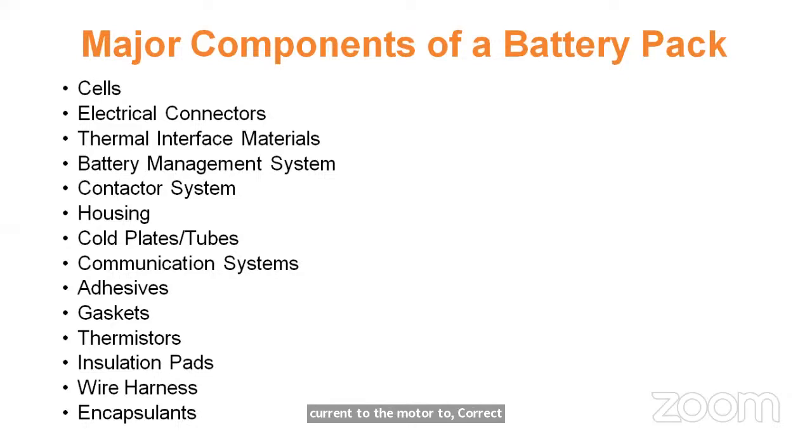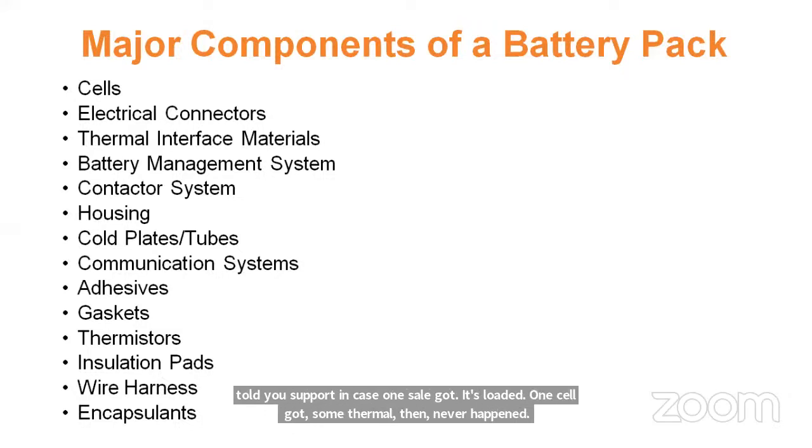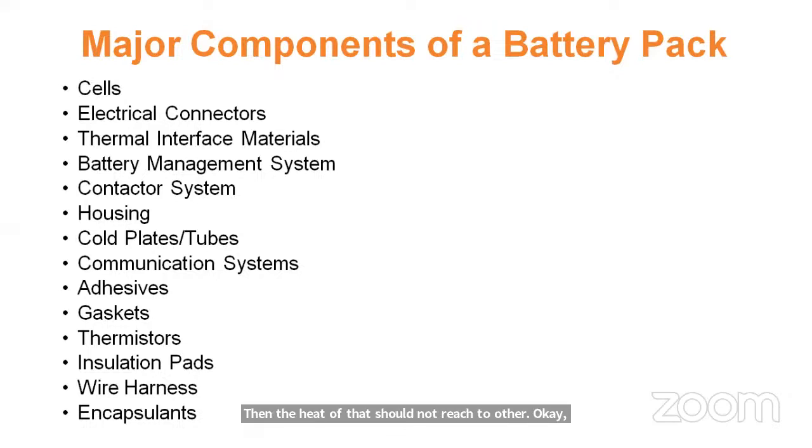And at last we have encapsulation. As I told you when I was talking about the stages of battery pack design, suppose in case one cell exploded, one cell had thermal runaway, then the heat of that should not reach the others. For that reason, between the voids of the cells, between the gaps between two cells, there are gaps, right? In those gaps, we put the encapsulant. These encapsulants are thermally insulative, and electrically also insulative, so that the heat of this cell should not reach the other cell. And that is the work of the encapsulants.